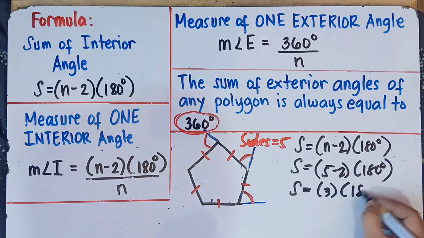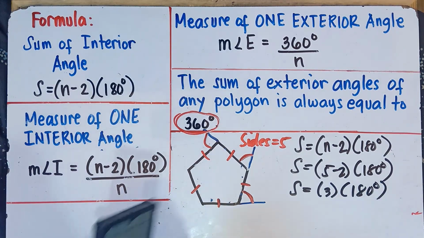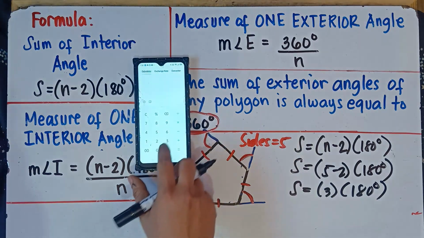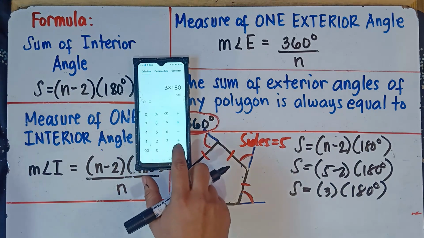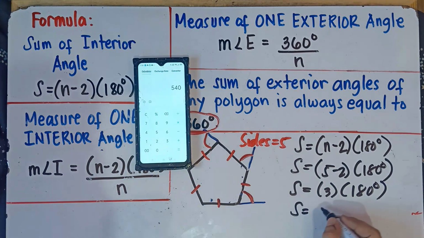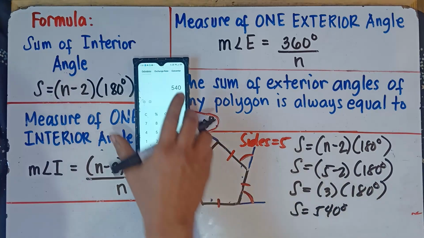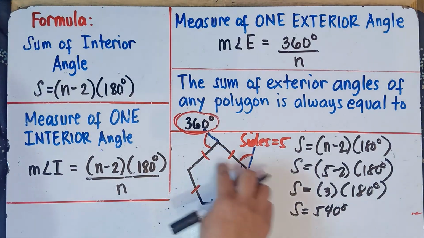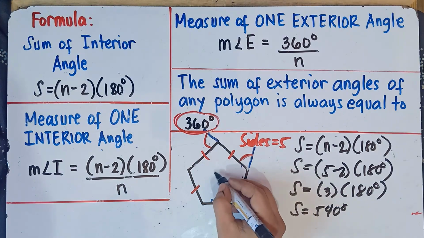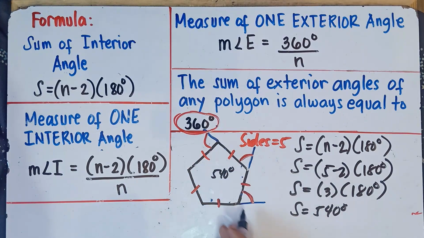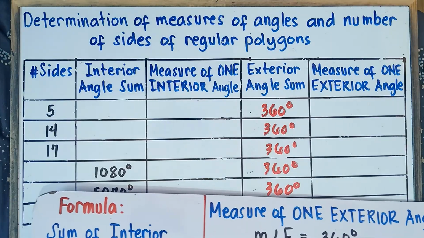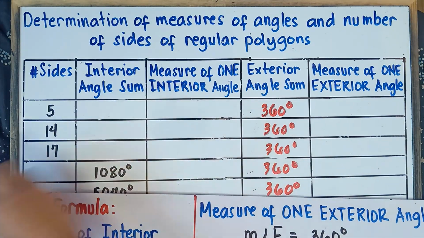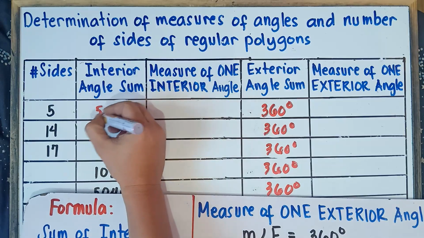3 times 180 degrees. For 3 times 180, simply use your calculator. I think that's 540. Let's double check: 3 times 180. Yep, that's 540 degrees. So therefore, if you add the interior angles, it is always equal to 540 degrees if you have 5 sides. So the sum of interior angles is equal to 540 degrees.